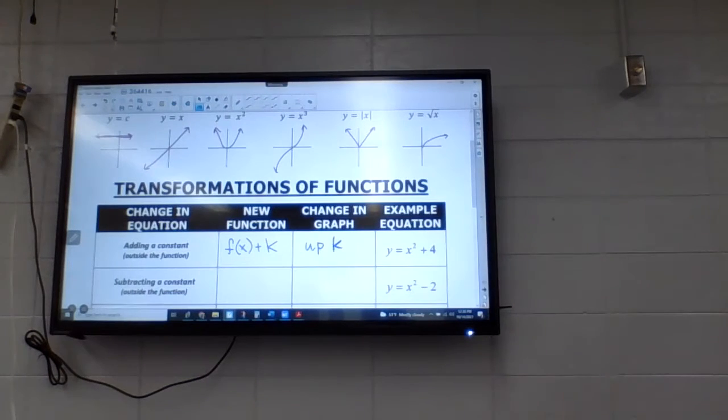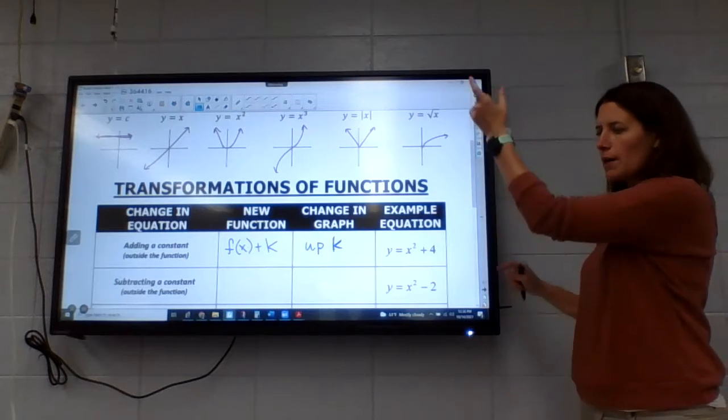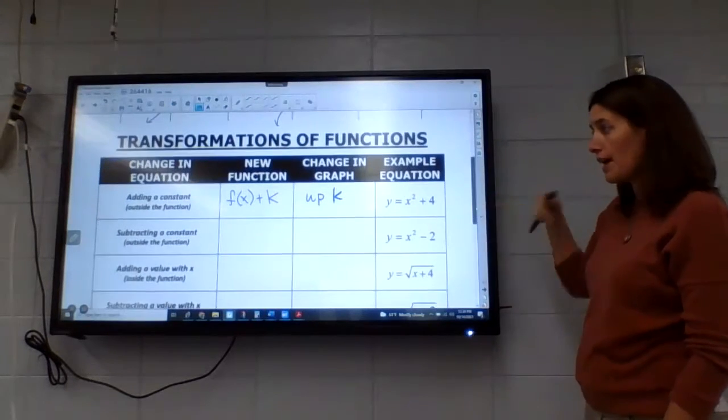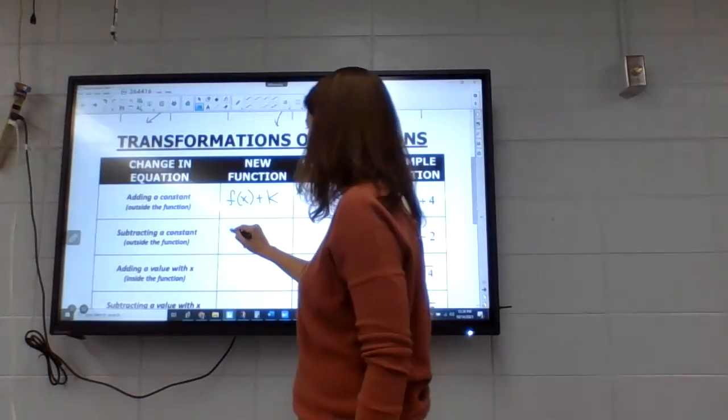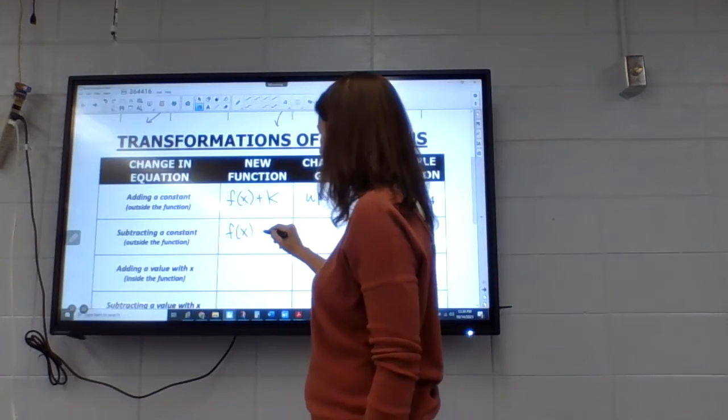So if it's 4, if it's 5, if it's 23, it doesn't matter. It's going to go up that much. So that graph would just shift up 4. All right, that being said, subtracting a constant, down. Yeah.